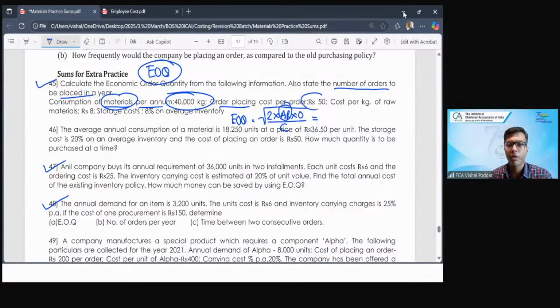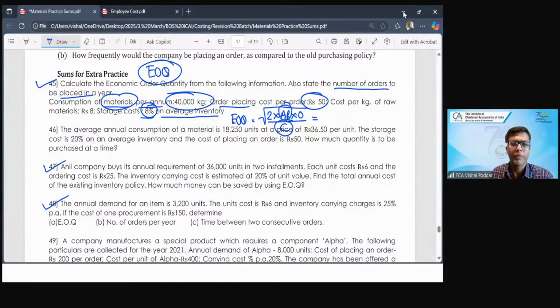Then cost of placing an order is 50. Now again, the second flagging point is C. What is required in C is carrying cost per unit of material per annum. Now generally carrying cost would be given as a percentage. Don't get misguided by this. On average inventory, they may say 8% on average inventory, or they may simply say 8% is carrying cost. It is to be taken as of average inventory only. So nothing doing for this. Don't get confused with this language on average inventory. It will be same only.